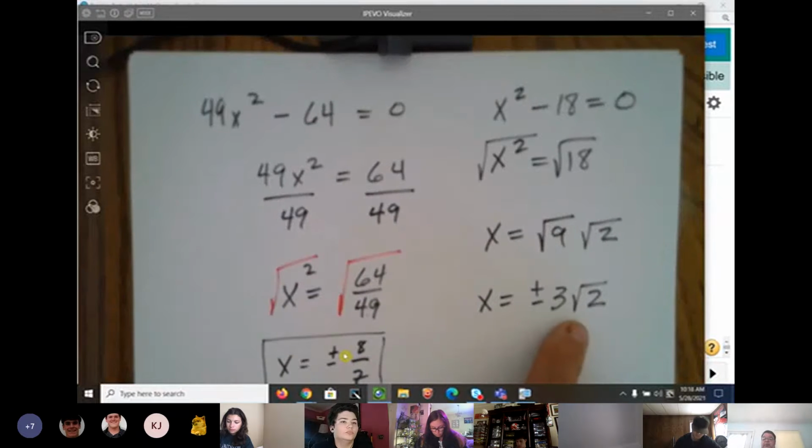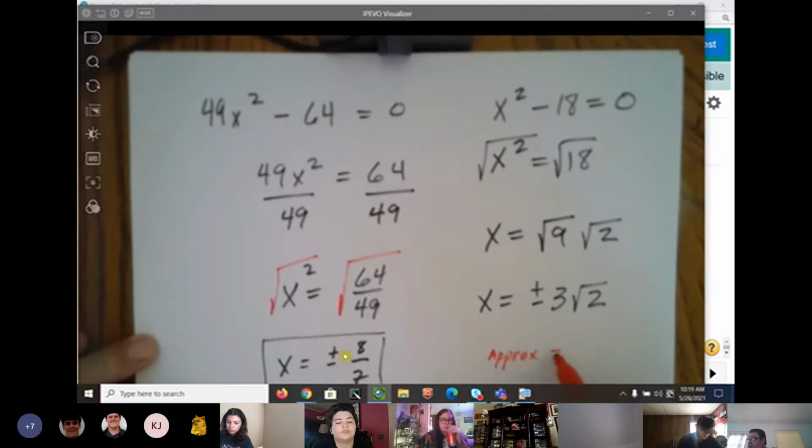That's your answer. If the directions say exact, then that's what they want. They want a radical. If it says approximate, remember that. I think I told y'all that, did I not? Approximate is equal to the calculator. Exact is equal to radicals.